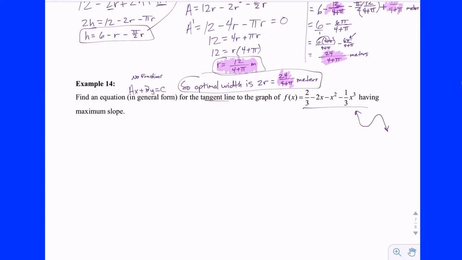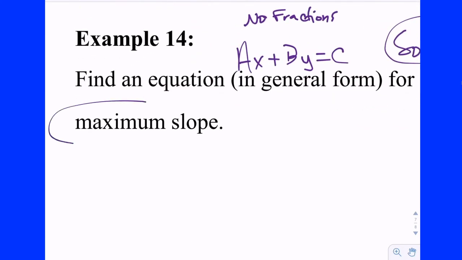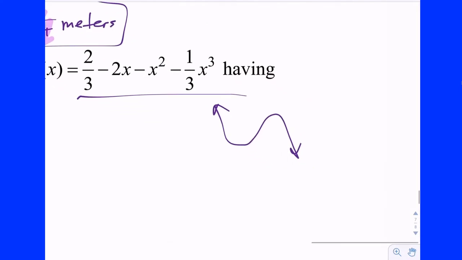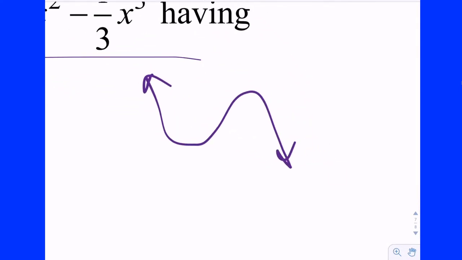And I want to find the tangent line where that function has a maximum slope. Ooh, that's optimization, maximum slope. We're trying to maximize the slope. Which equation gives us the slope of a function? Its first derivative. So we're trying to find the maximum value of f prime. All right. Now let's look at the graph. Where would this have a maximum slope?